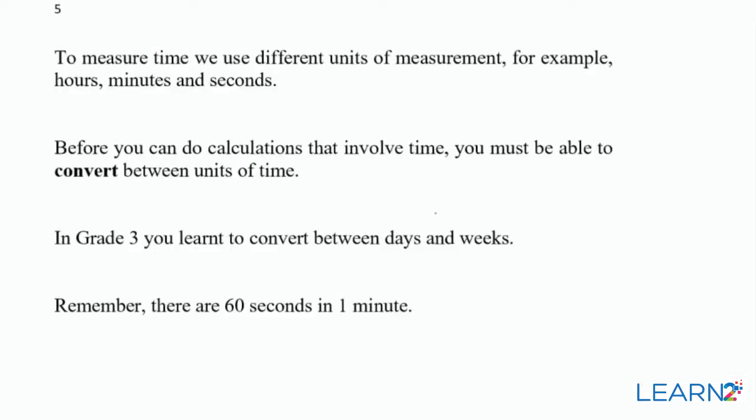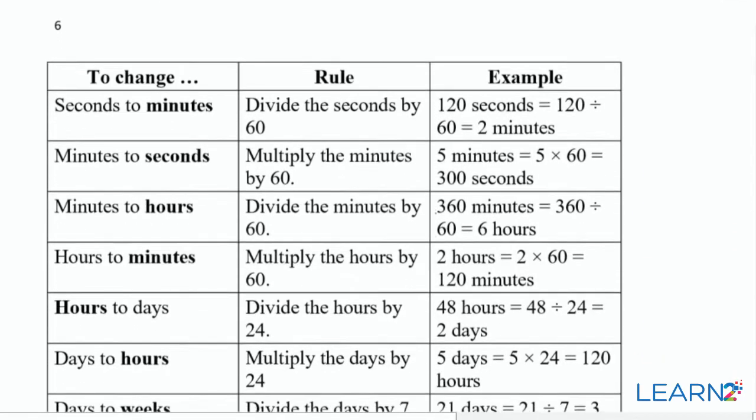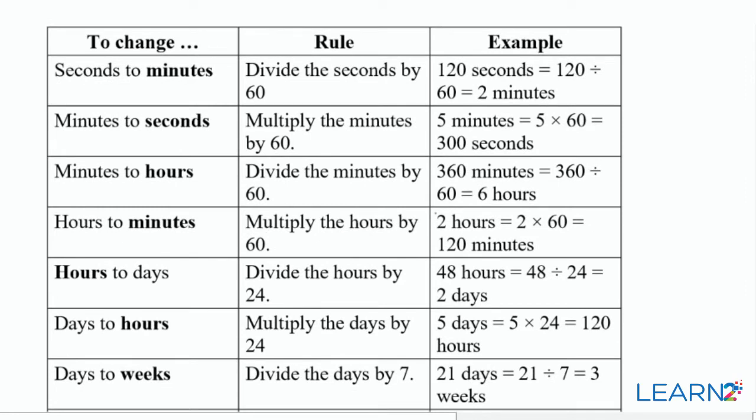So before you can do calculations, you must be able to convert. So remember, we got 60 seconds in 1 minute. That's a starting point. 60 seconds make up 1 minute. Let's go and take a look at this table. How do we change seconds into minutes? If we've got seconds and we need to make them in minutes, what we've got to do is divide the seconds by 60. So if we've got 120 seconds, how many minutes do we have? We take 120, we divide it by the 60, we get 2 minutes.